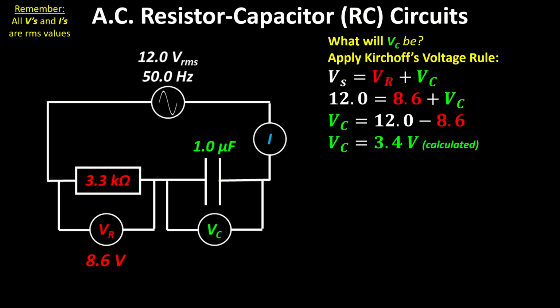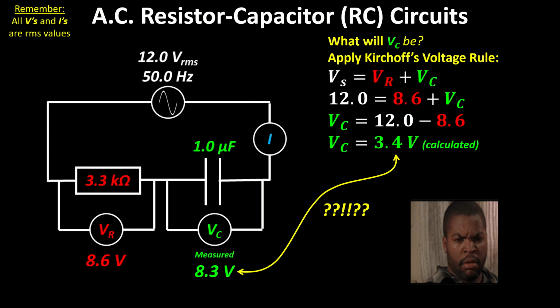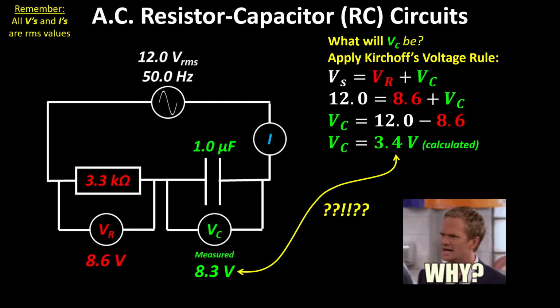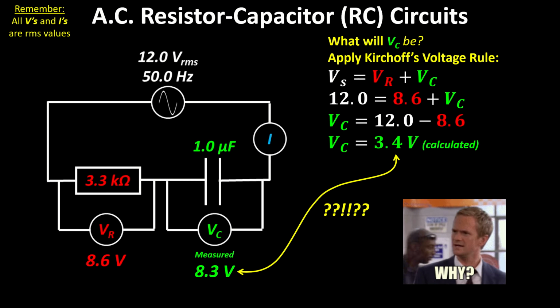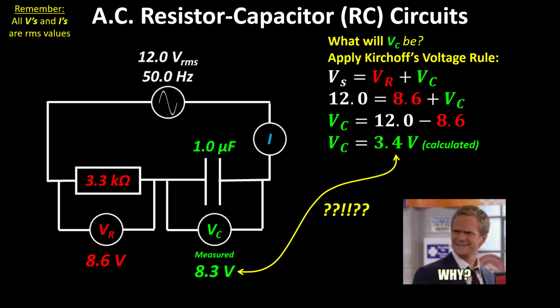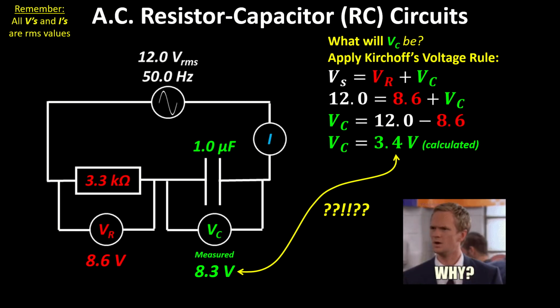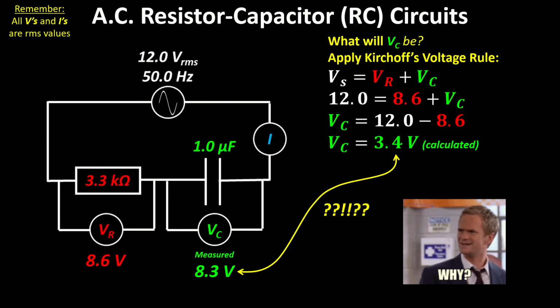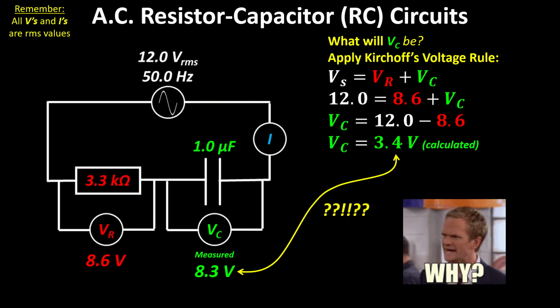The problem is that when you get a voltmeter and you measure it, it's actually more like 8.3 volts, which is a surprising result. Which then leads to the question of why does that happen? That's a disturbing thing. Kirchhoff's voltage rule is based on conservation of energy. That's a fundamental physical principle. We can't violate that. So what's going on here? Why?